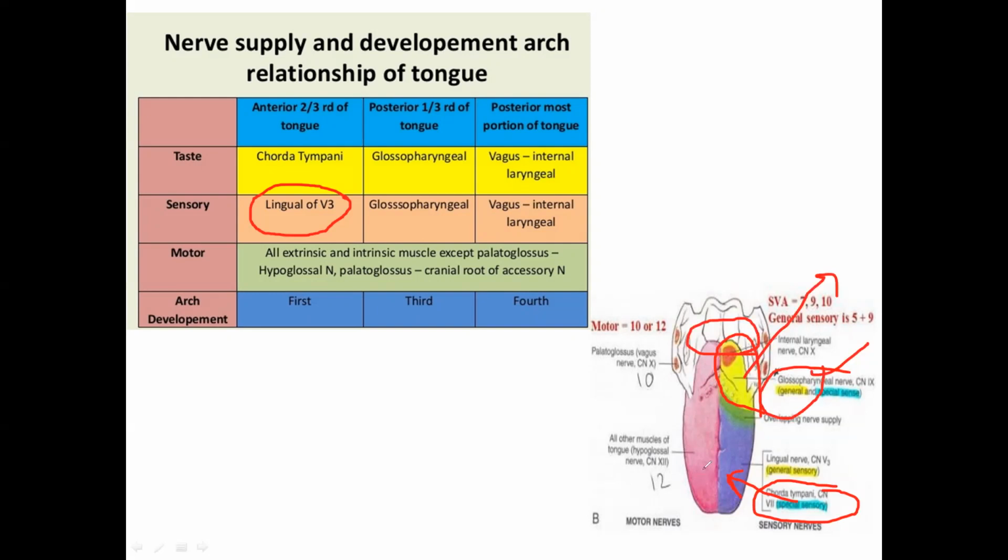See, the only difference is in the anterior region. The taste fibers and sensory fibers are different for the anterior 2/3 of the tongue. But for the posterior 1/3, both the taste and sensory fibers are from the glossopharyngeal nerve. So the difference is only in the anterior 2/3. You need to remember that the taste fibers are of the chorda tympani, a branch of the facial nerve, and the sensory fibers are from the mandibular branch of the trigeminal nerve, called the lingual nerve.